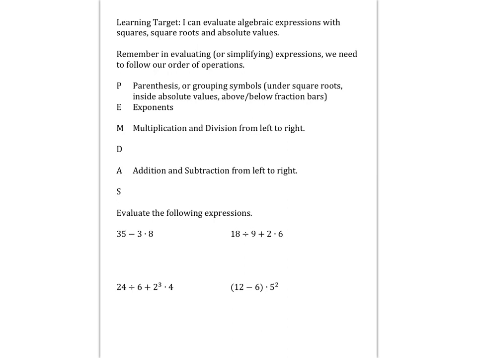This could be under square roots, inside absolute values, above or below fraction bars. E stands for exponents. M stands for multiplication and division from left to right. So M and D go hand in hand together, and the operation to complete first is just what occurs from left to right.